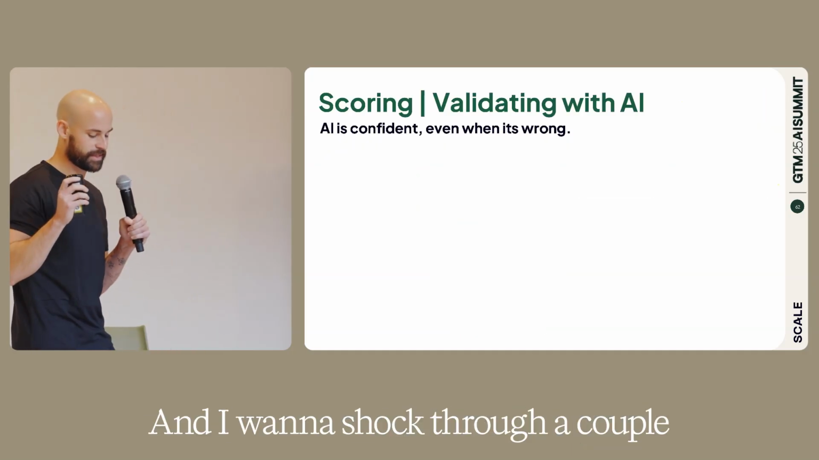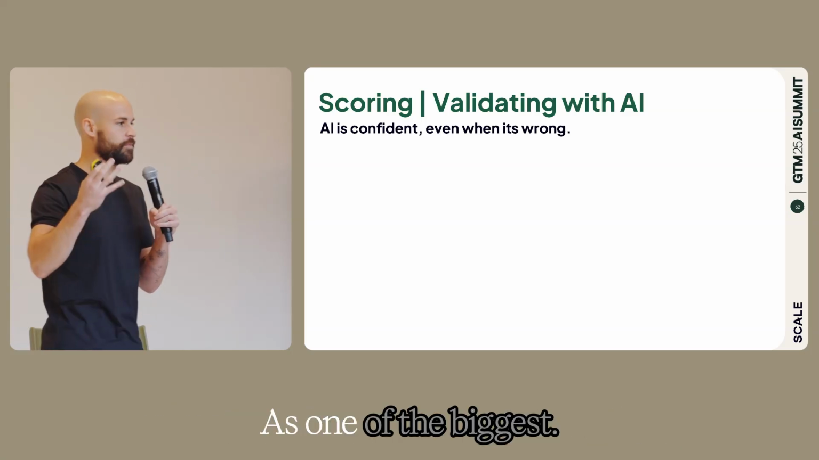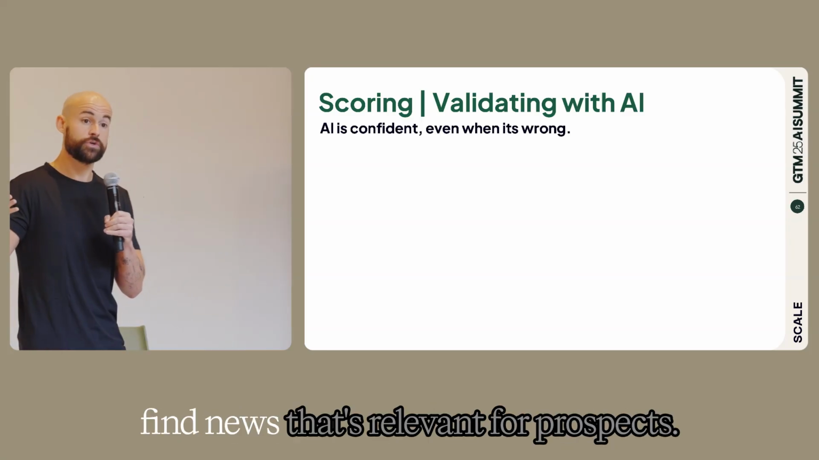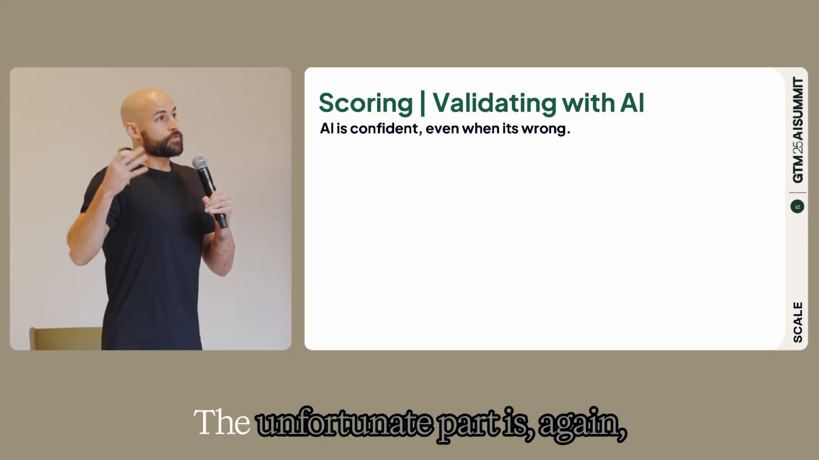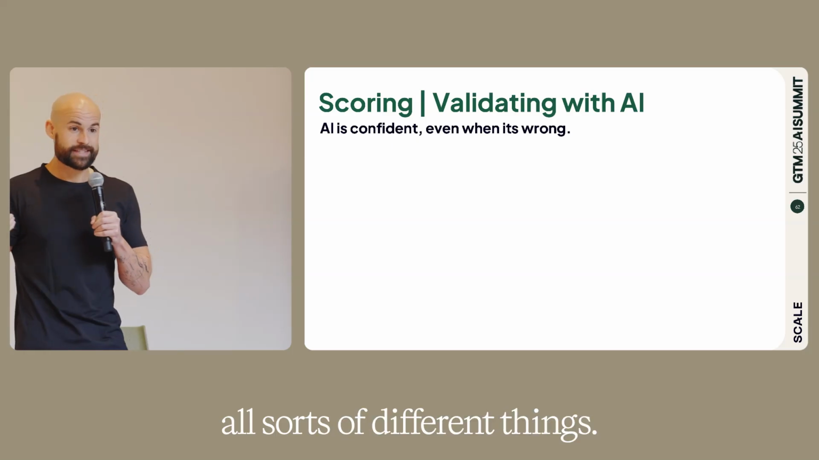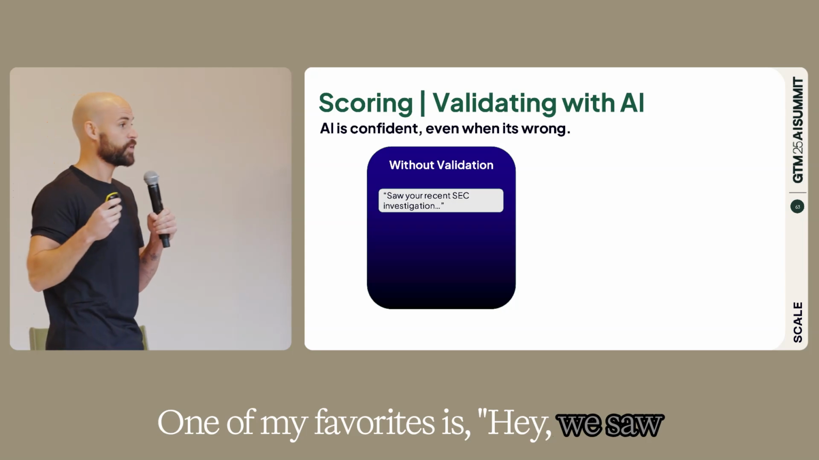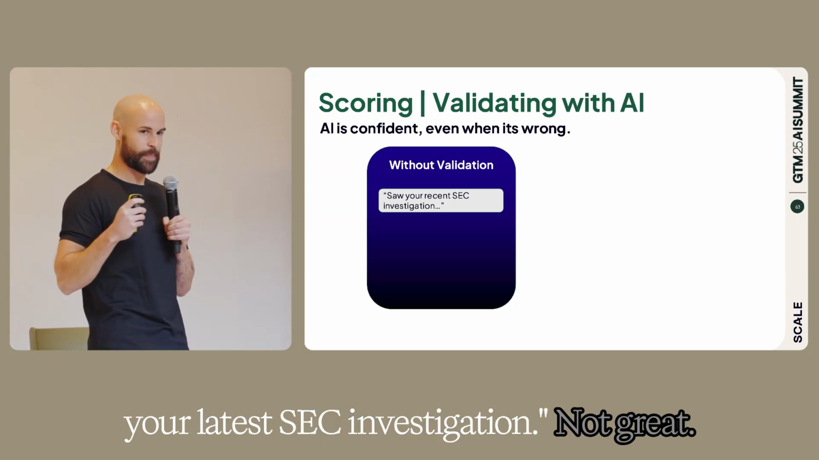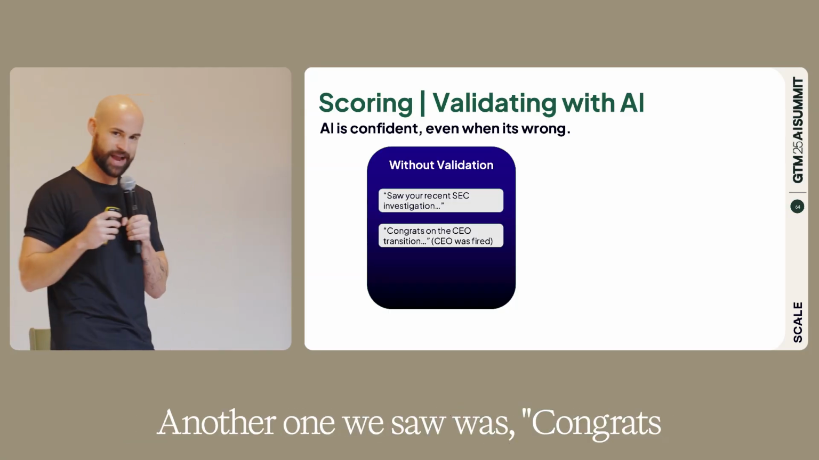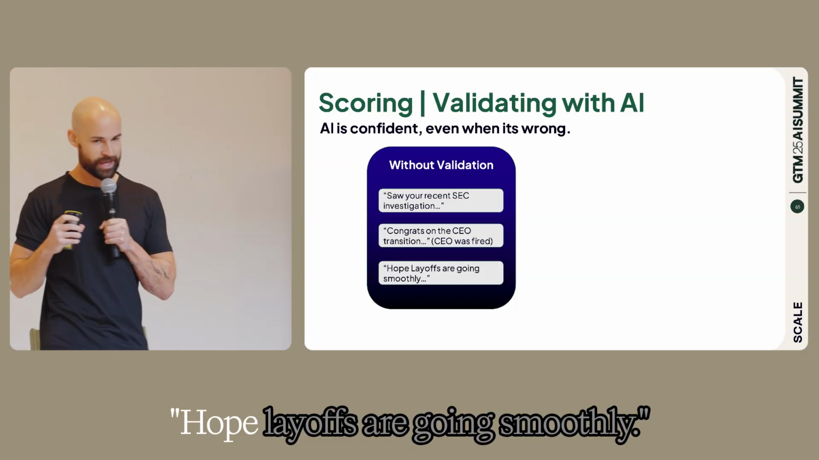I want to share a couple examples of what we saw with emails before we introduced this scoring layer. One of the biggest benefits of using AI and enrichment for drafting sales emails is being able to find news that's relevant for prospects. The unfortunate part is, if you're not using scoring, AI finds news and will talk about all sorts of different things. Some real life examples that we saw, one of my favorites is, hey, we saw your latest SEC investigation. Not great. Don't love that. Another one we saw was, congrats on the CEO transition, when the CEO had just been fired. And we also saw, hope layoffs are going smoothly.